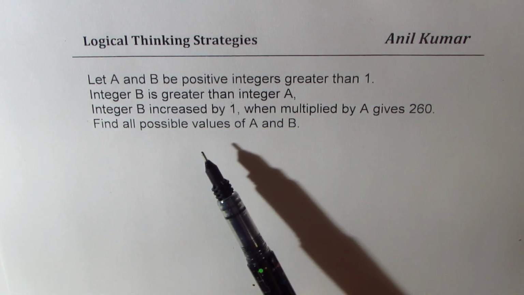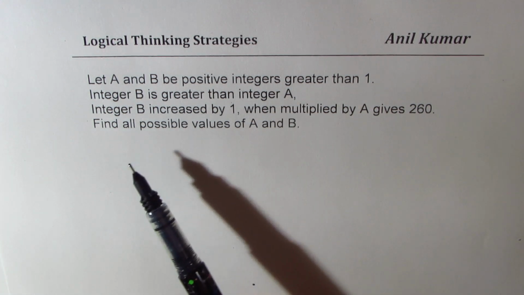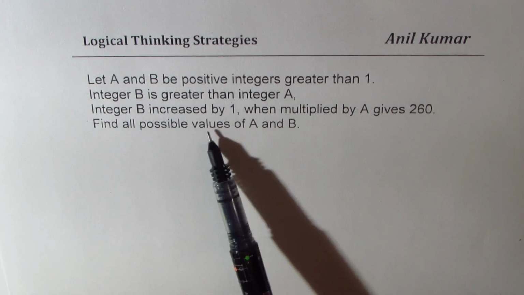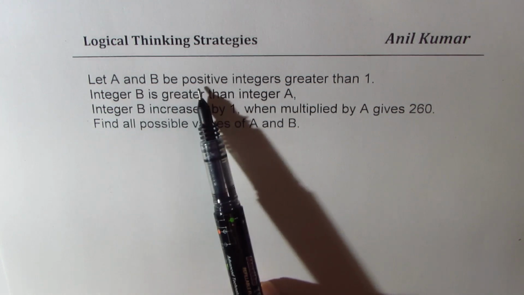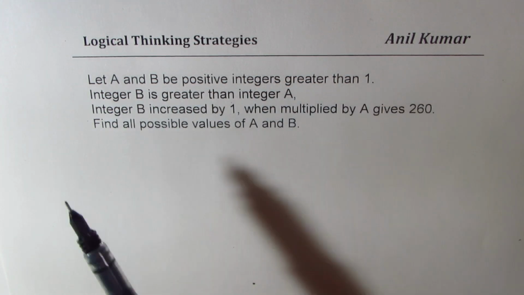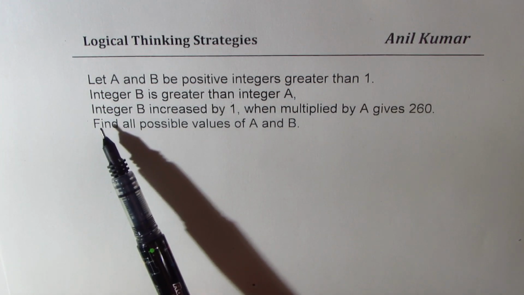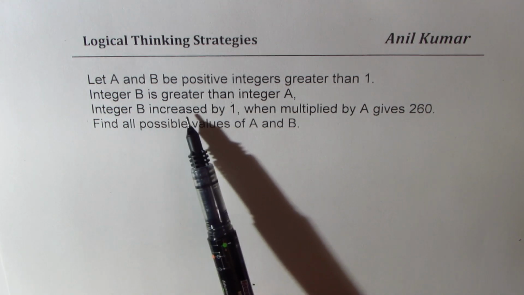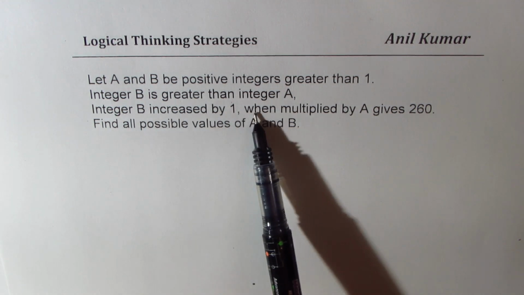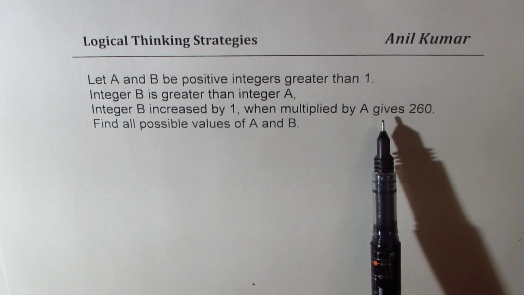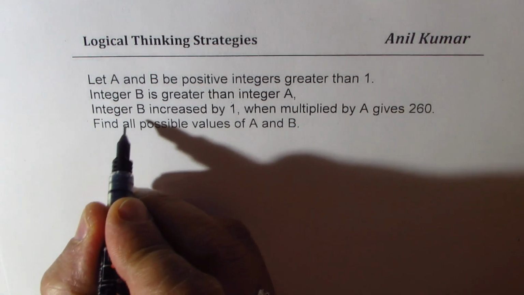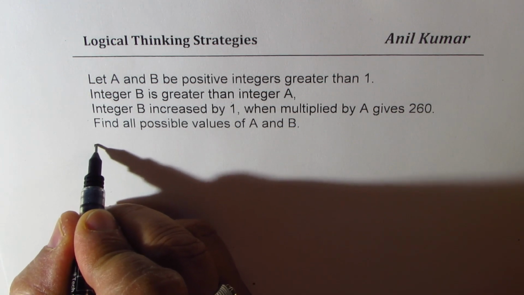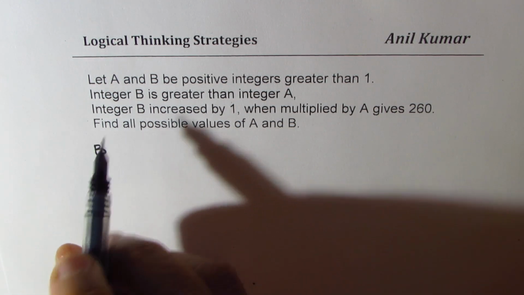So let's try to understand what the question here is. We need to find all possible values of a and b where a and b are positive integers greater than 1. We are also given that integer b increased by 1 when multiplied by a gives 260. Now this is a very important sentence. So we could translate that into an algebraic equation.